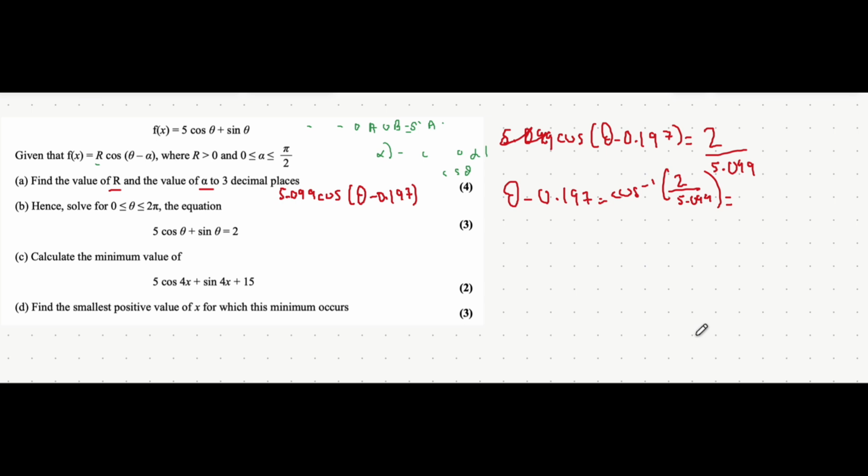When you put that into your calculator, I'm just going to very quickly do that. Again, I'd recommend you stay in radians mode. 0.099. That'll all be equal to 1.168.